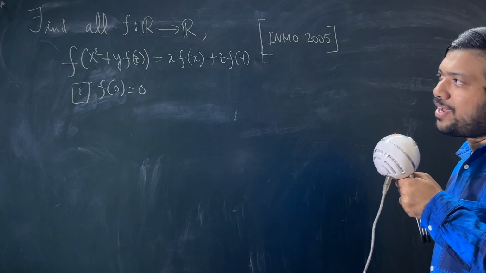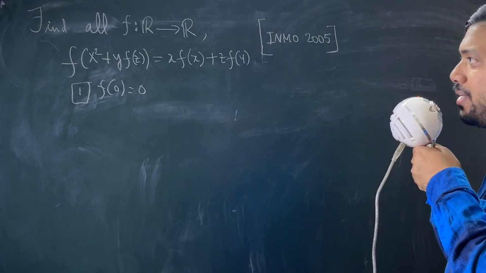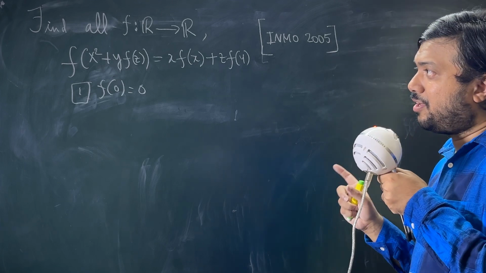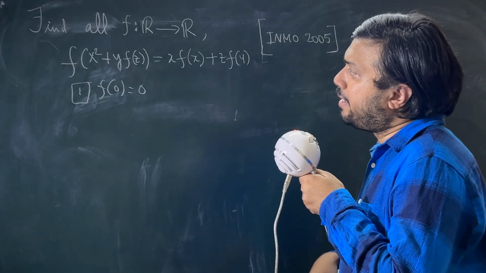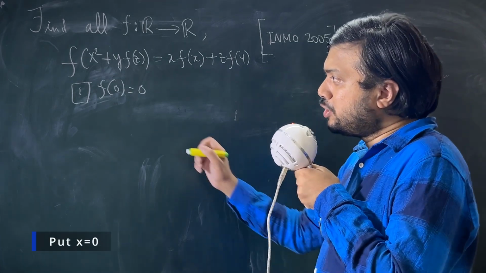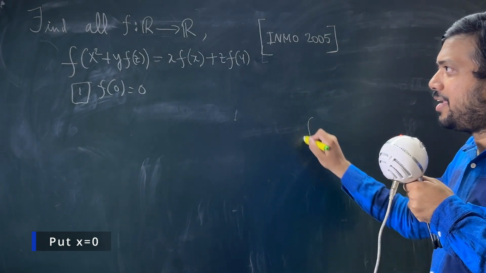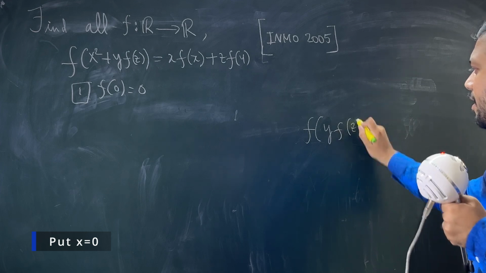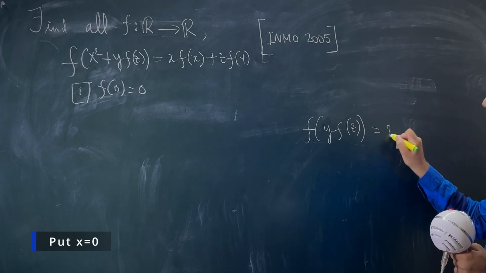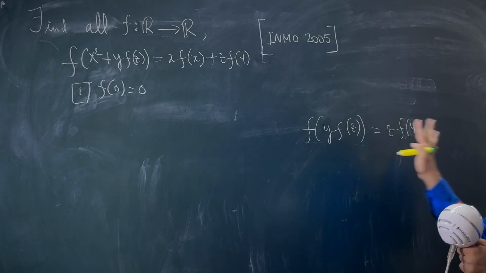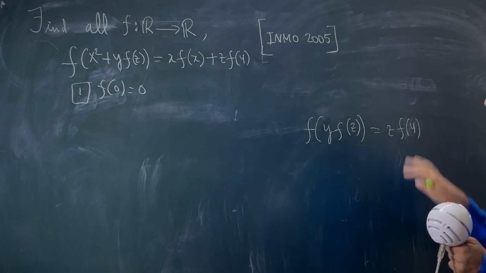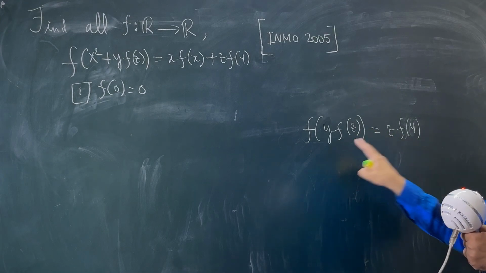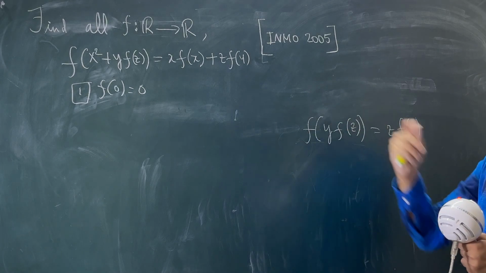Now we can try to do other things. For example, we could try to put certain variables 0 but keep the other variables non-zero. So we put in x equal to 0. You'll see that y f of z is equal to z f of y. Something's going on here. If we try to put anything 0, it won't help. You'll get f of 0 is 0 again.